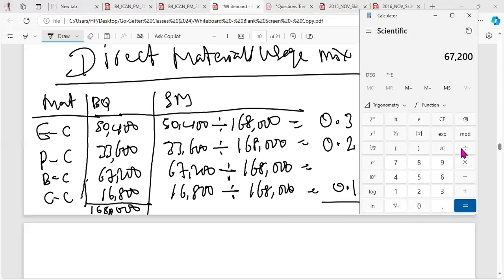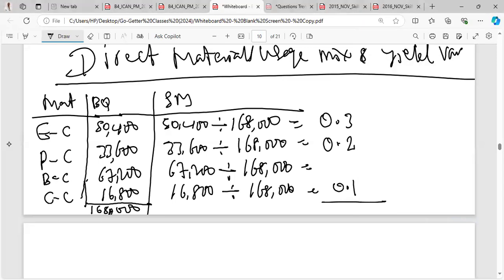67,200 divided by 168,000 is 0.4, like I predicted. So if we add everything, it should give us 1. That's your standard mix.